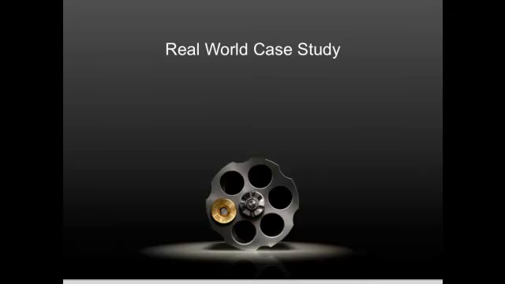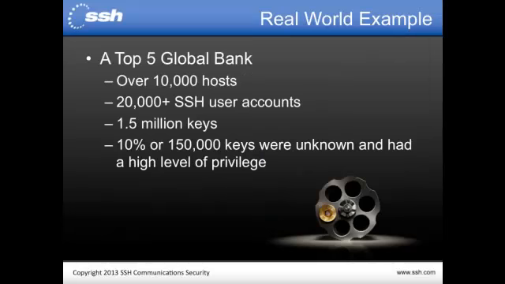So, a real-world case study here. We've talked a little bit about this and talked around it, but let's look at it more directly. We have a top 5 global bank, over 10,000 hosts, and 20,000 plus SSH user accounts in the environment. Going in there and doing discovery, 1.5 million keys were found in the environment, and 10%, or 150,000 keys, were unknown and had a high level of privilege.